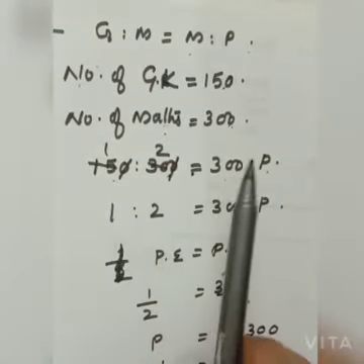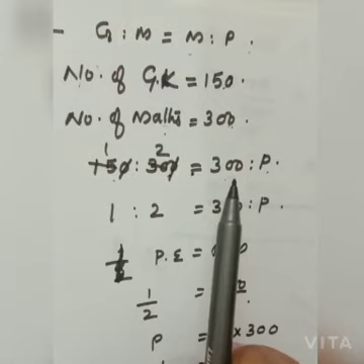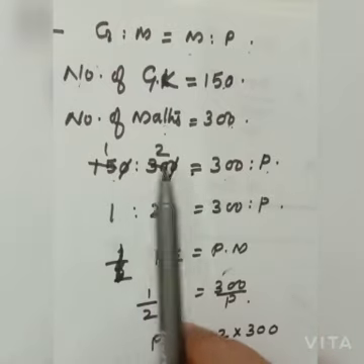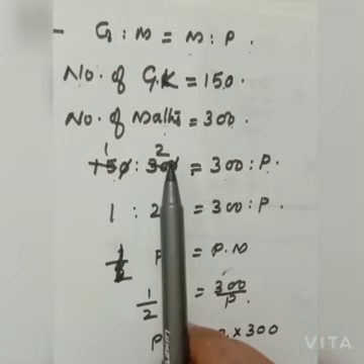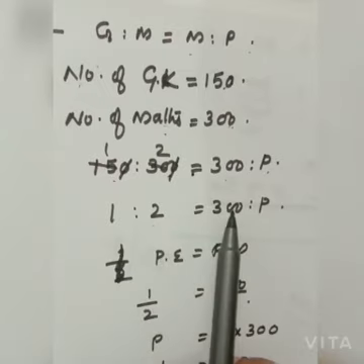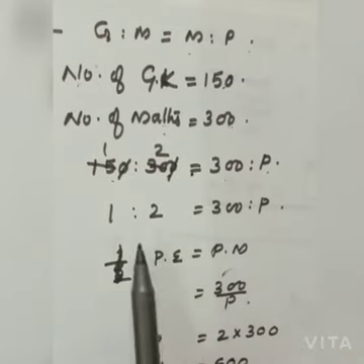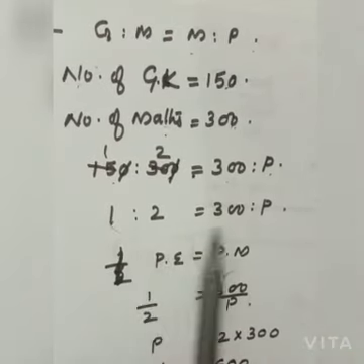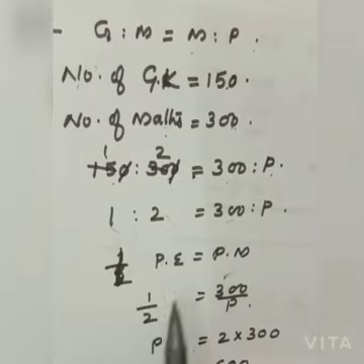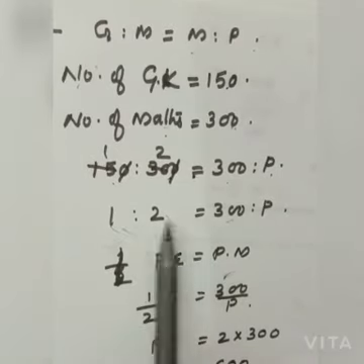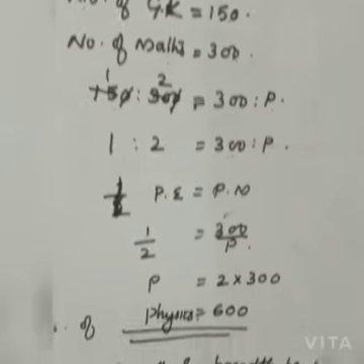Cut out the ratio 150 and 300. You will get 1:2. Okay, 1:2 equal to 300 ratio P. Then product of extreme equal to product of means. Straight away you will get the answer. P equal to 600. Okay.